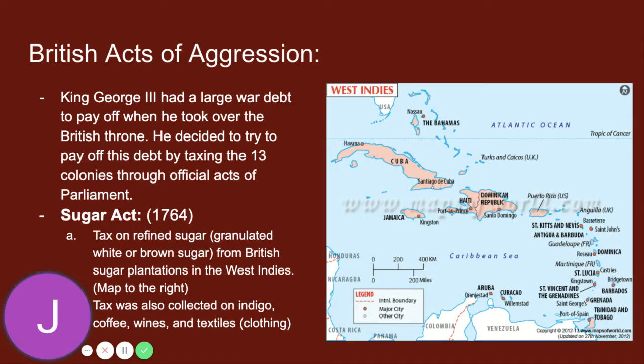The British acts of aggression. Before the Revolutionary War, it's important to understand the events that led up to it. King George III, the King of England, had a large war debt to pay off when he took over the British throne. He decided to try to pay off this debt by taxing the 13 colonies through official acts of Parliament, which really makes sense because he was trying to make money to pay off this war debt, and because he did own the colonies, it does make sense that he tried to pay it off by taxing the colonies and the people there.